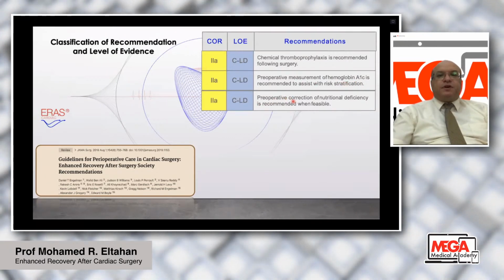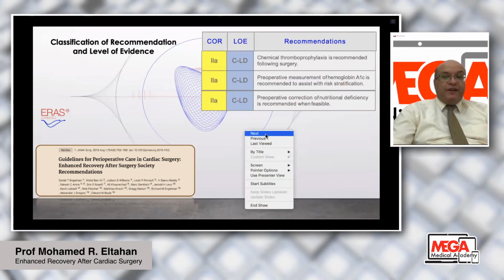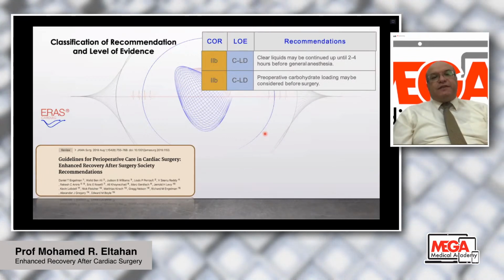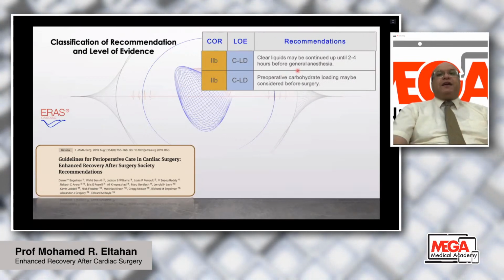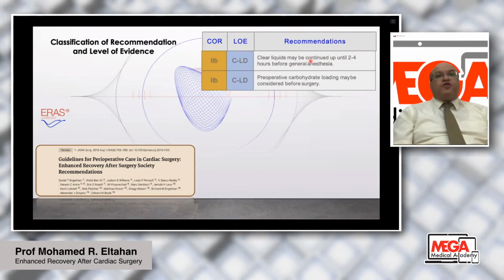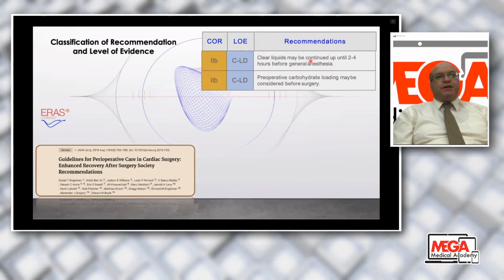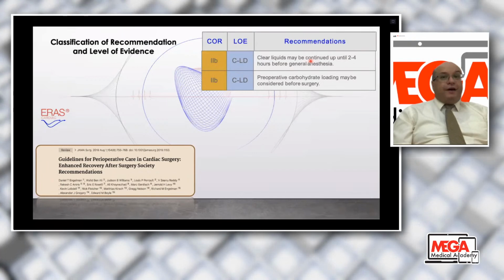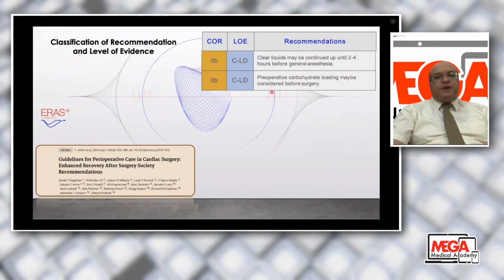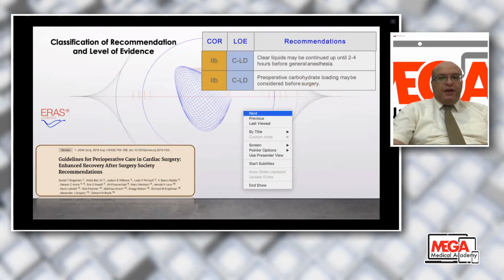And pre-operative correction of nutritional deficiency is recommended when feasible, and you have time for this. Less evidence, which is level 2B: clear liquids should be continued up to 2 to 4 hours before surgery. There is no point in asking patients to stay fasting for 8 or 10 hours before surgery. Additionally, preoperative carbohydrate loading may be considered up to 2 hours before surgery.